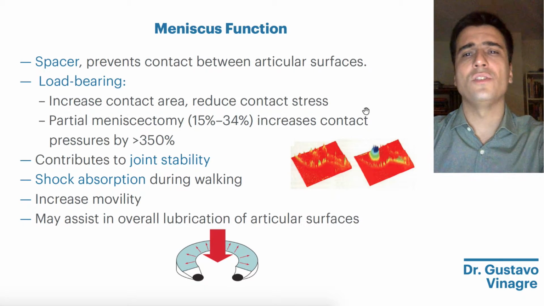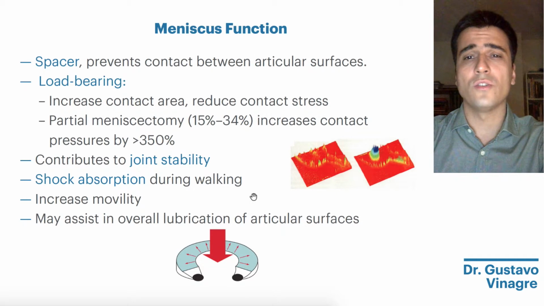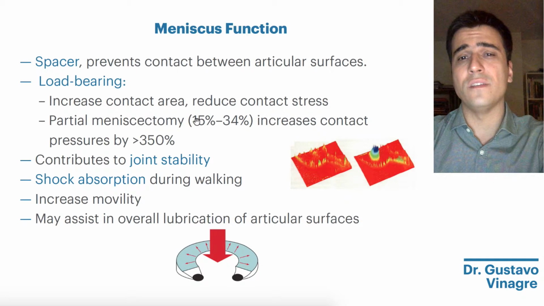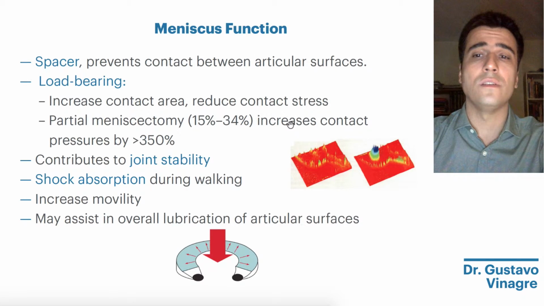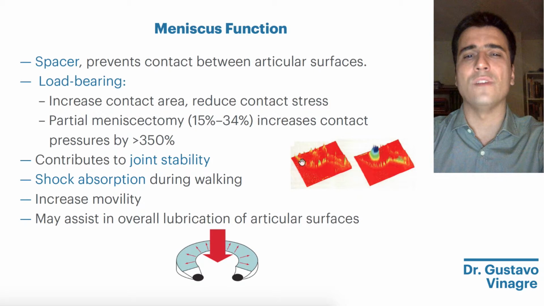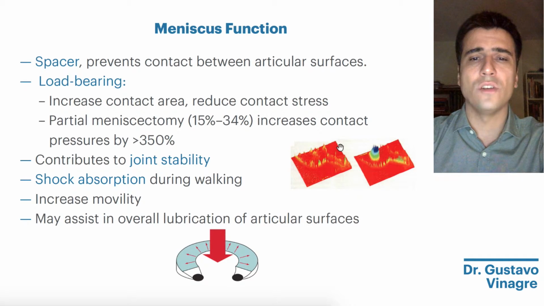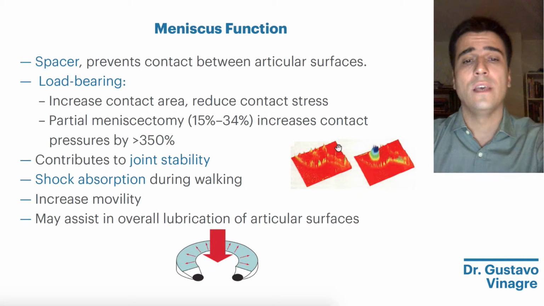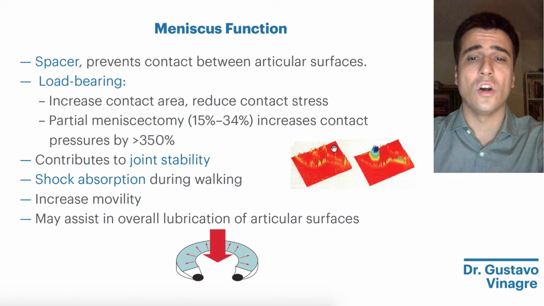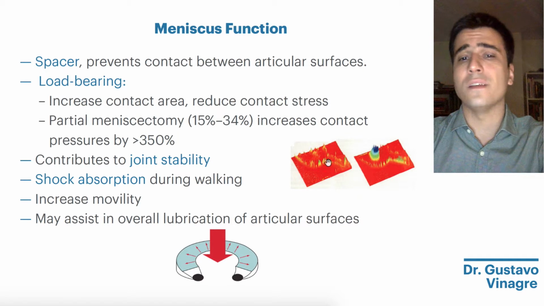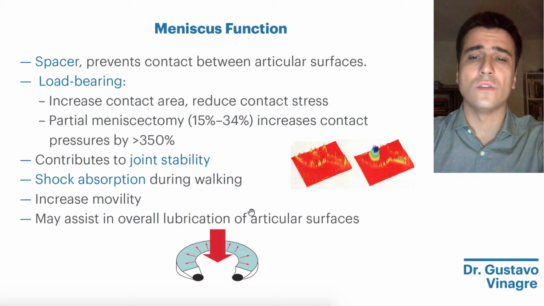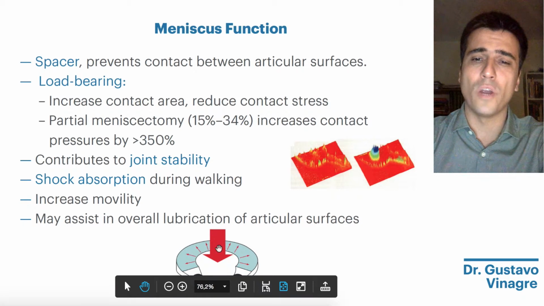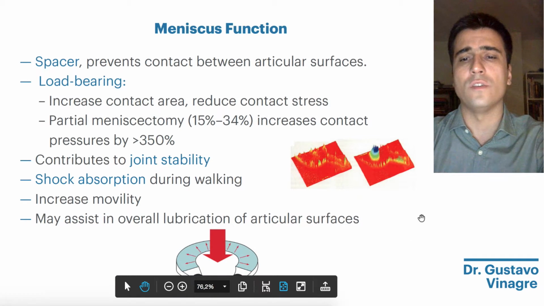There are different functions of the meniscus. It is a spacer to prevent the contact between articular surfaces. It is a load-bearing structure where it increases the contact area, especially on the lateral meniscus, and it reduces the contact stress. It gives joint stability. It absorbs the shocks of the knee, and it can assist in overall lubrication of the articular surfaces. It transforms the compression forces into radial forces.